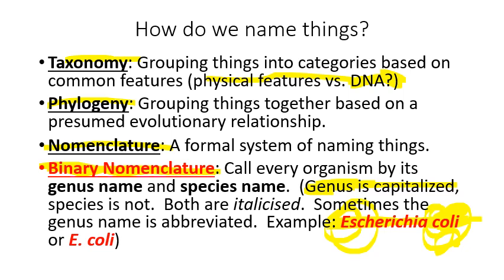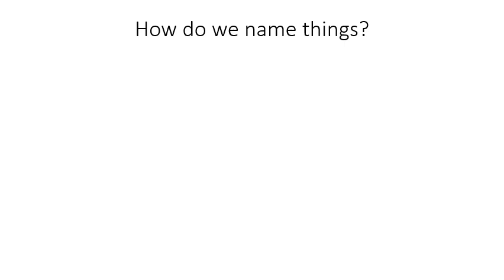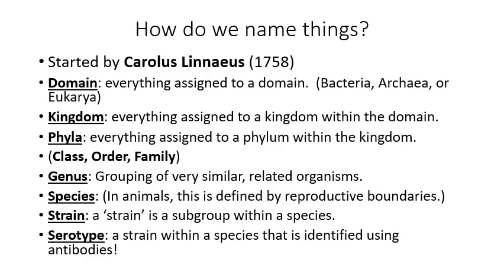And notice that both words are italicized. Whenever you're referring to a living thing, you have to give both the genus and the species names. The genus name is capitalized, the species name is not, but both words are italicized. Okay, so that's the way you write the name of a living organism if you're a biologist.